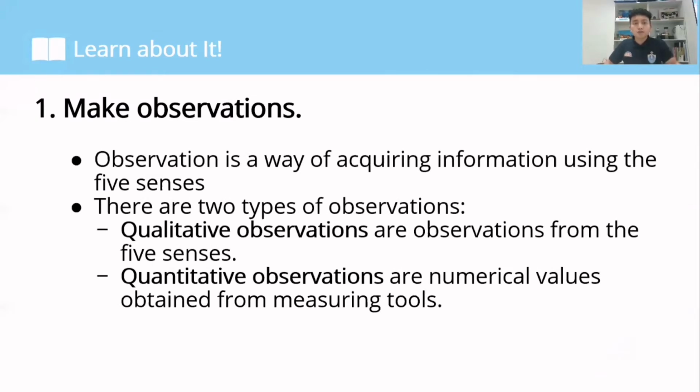In here, of course, observation is a way of acquiring information using the 5 senses. And through the use of the 5 senses, we recognize properties like color, texture, odor, and shape, and many more. An observation can be qualitative and it can also be quantitative. When you say quantitative observation, this is a numerical value obtained from measuring tools such as ruler, thermometer, and balance. And when you say qualitative observation, these are non-numerical values. These types of observation mainly use the 5 senses.